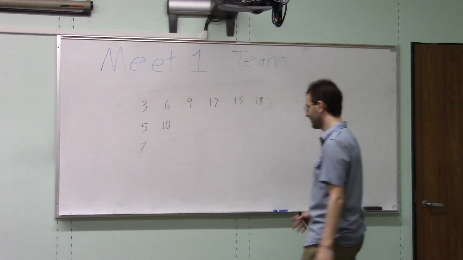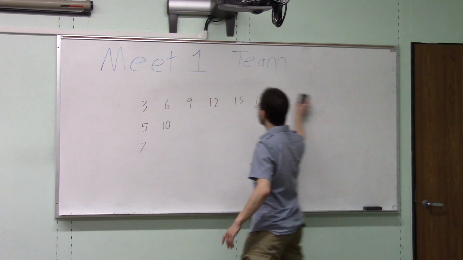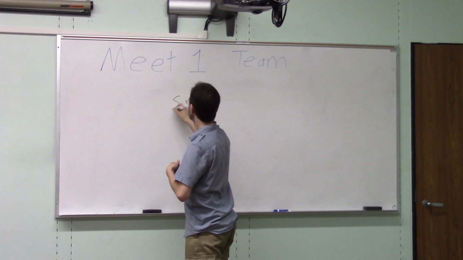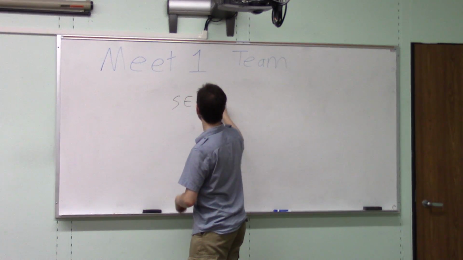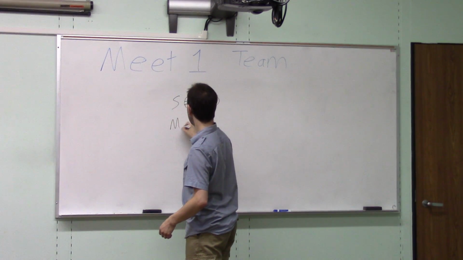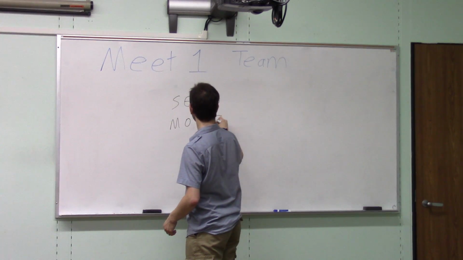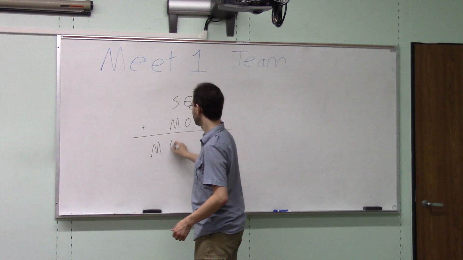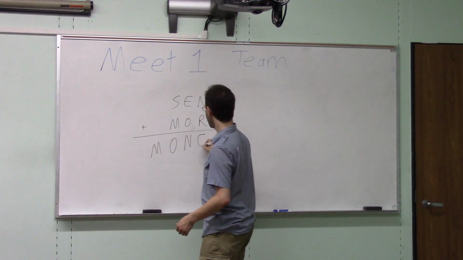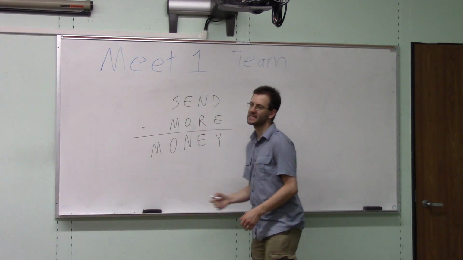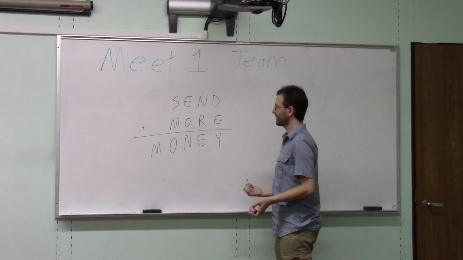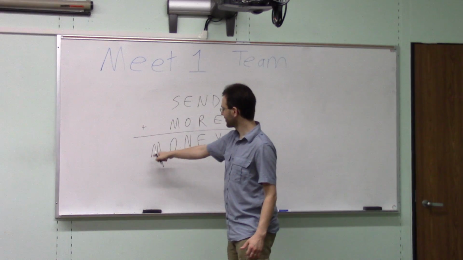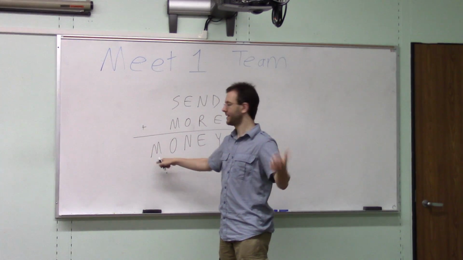is process of elimination. So let's say they tell you that SEND plus MORE equals MONEY, and each letter represents a different number, and it's your job to figure out which one is which. Well, first of all, if you're going to carry something onwards, M has to be 1.